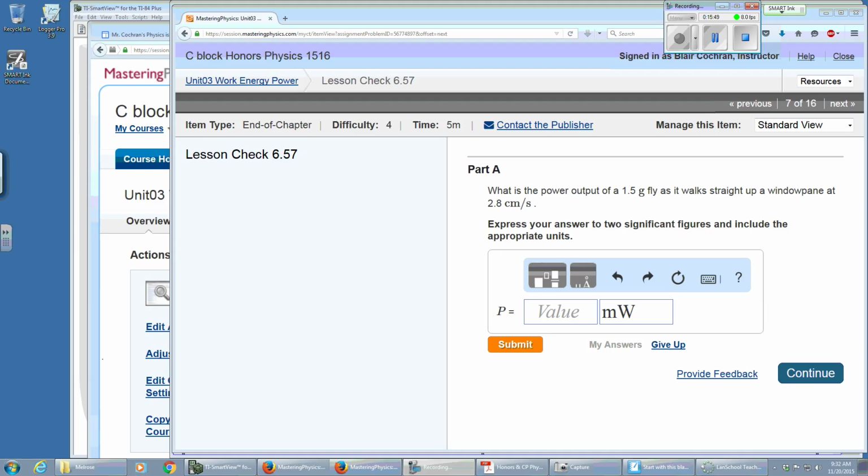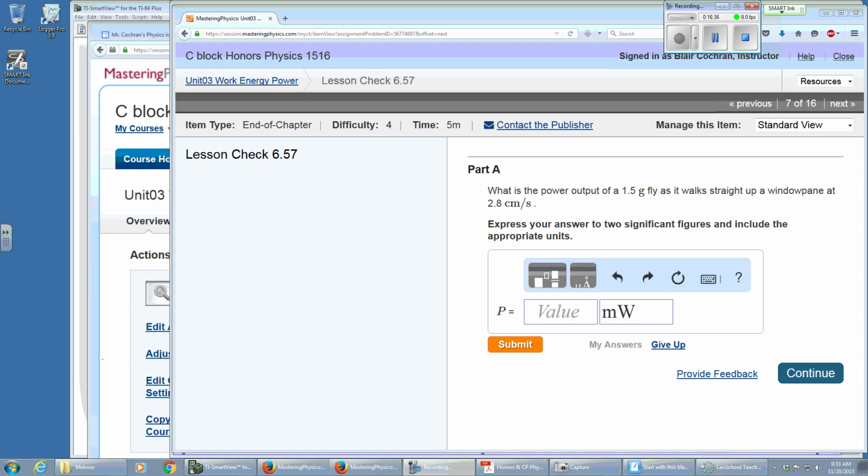All right, so number 7, 6.57. The power output of a 1.5 gram fly that walks straight up the window pane at 2.8 centimeters per second. Uh-oh, centimeters. Centimeters, one of my happy units? No, what should it be in? Meters, meters. Yeah. Let's see. Aiden, what's mg? Excellent, excellent. And then, uh-oh, I have other units. Oh, but I learned I can change the units, right? If I don't want to deal with milliwatts.